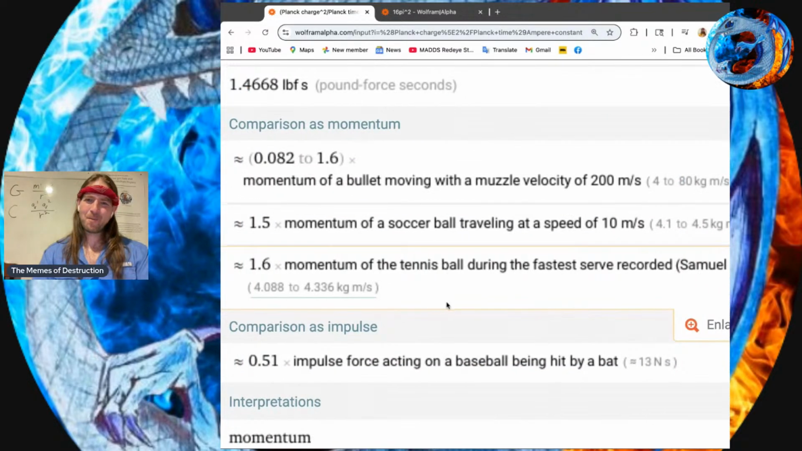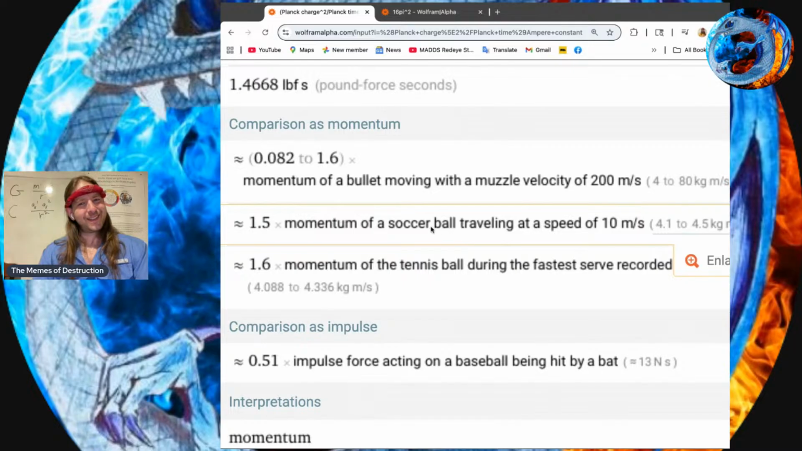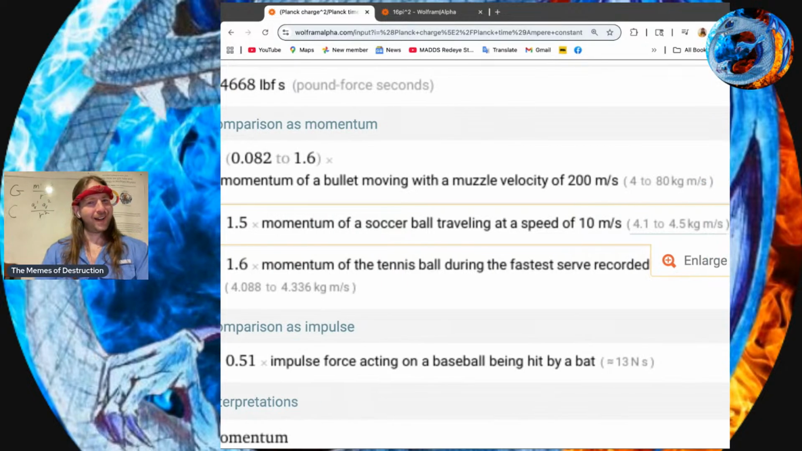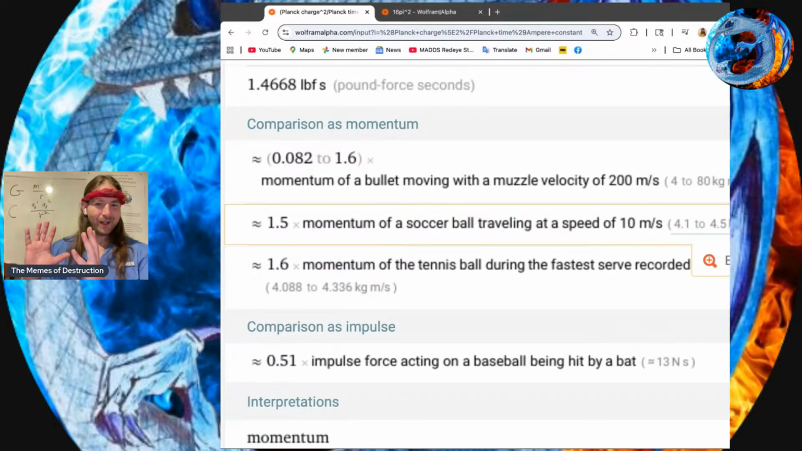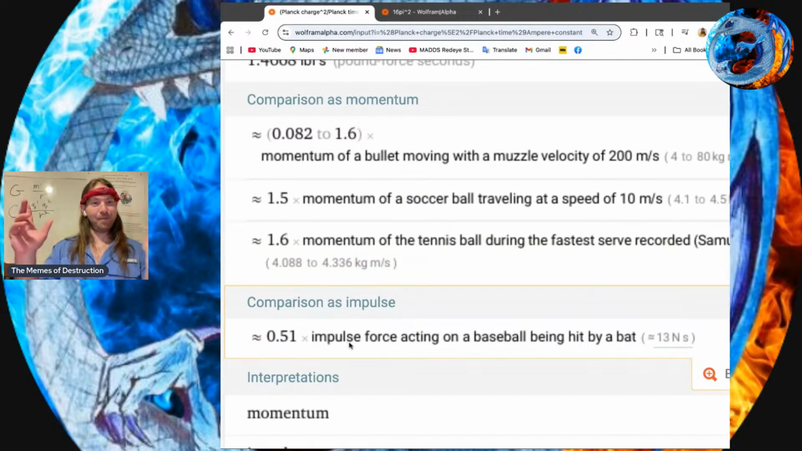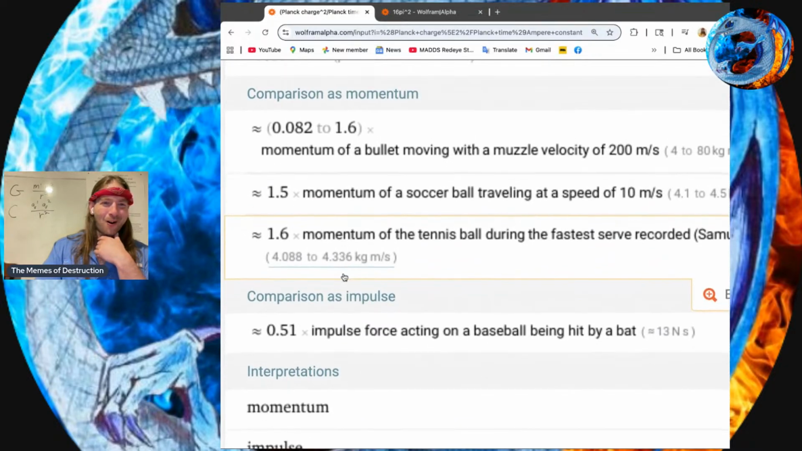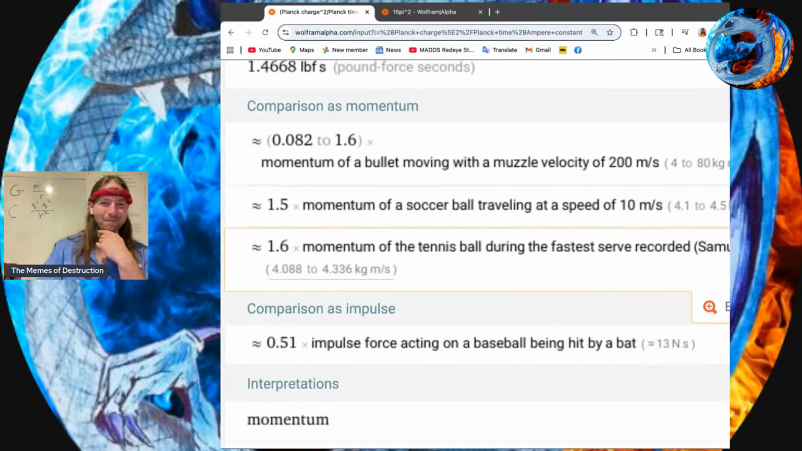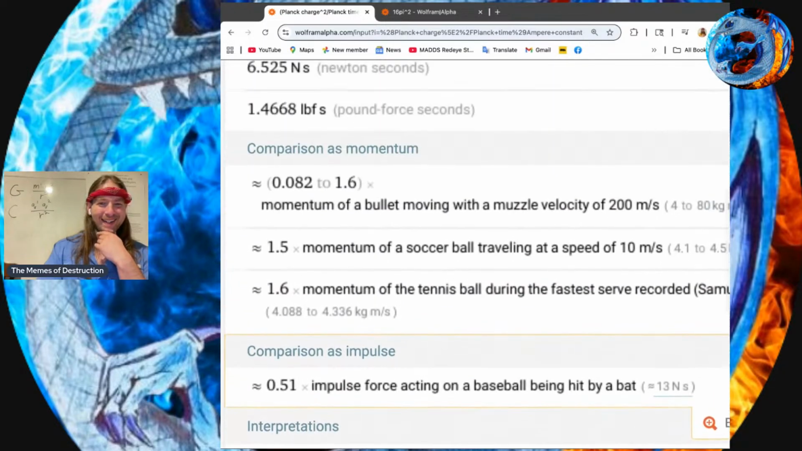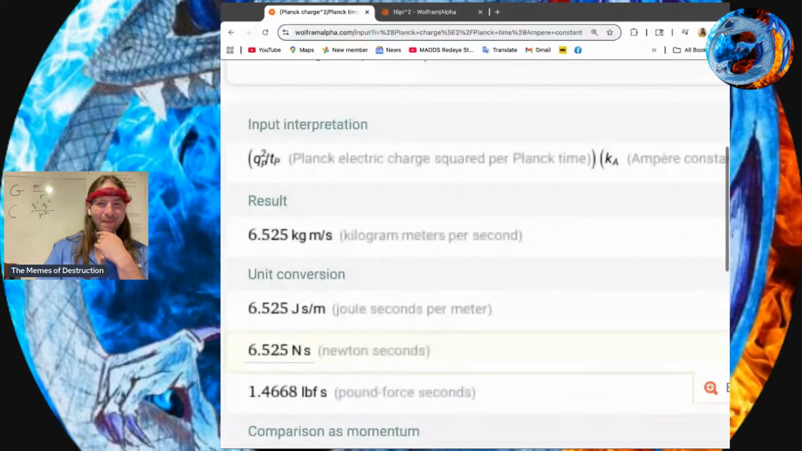Which is roughly, what is this? A little over the momentum of a soccer ball going at about 10 meters per second. So if you give a soccer ball a good swift kick, that's about 1.5 times that amount of momentum. Or about half the impulse of a bat hitting a baseball, about the standard action. If you're a pro ball player, yeah, Big Poppy might hit it a little bit harder than that. But I digress. I'm just some guy.